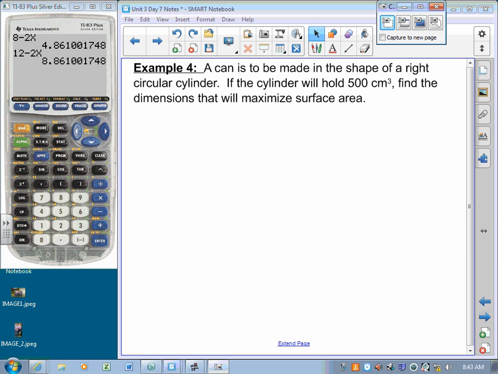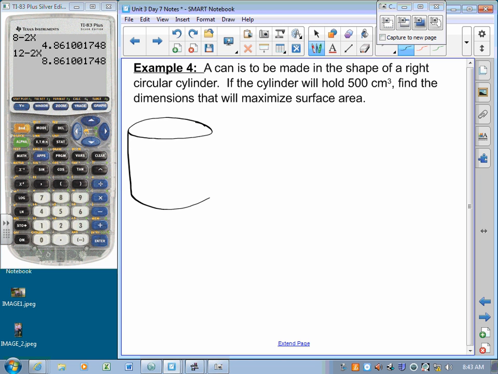A can is to be made in the shape of a right circular cylinder. If the cylinder will hold 500 cubic centimeters, find the dimensions that will maximize the surface area. The can is a cylinder. I want to maximize surface area. Surface area is 2 pi r squared plus 2 pi rh. That is the thing I wish to maximize.